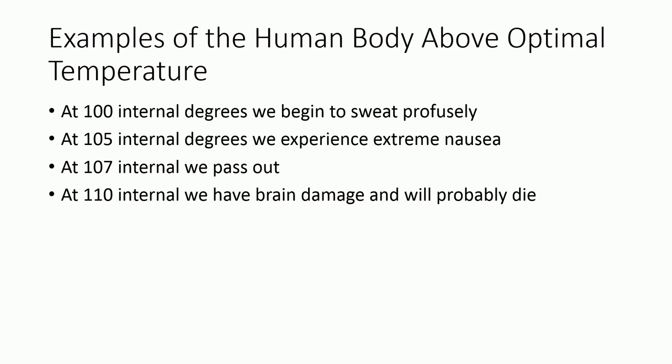All right, so let's go the opposite direction now, right? At 100 degrees of internal temperature, you start to sweat really bad. So if any of you have sat in a sauna, that's what you did. You kind of raised your internal body temperature, okay? At 105 degrees, we start to get nauseous, and it's extreme nausea. At 107, we pretty much pass out. At 110, we have brain damage and we'll probably die.